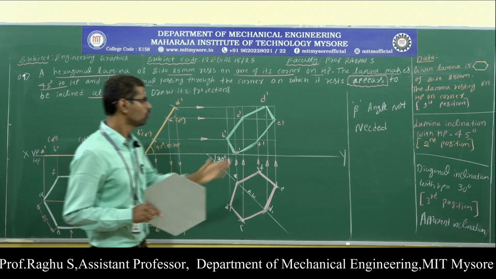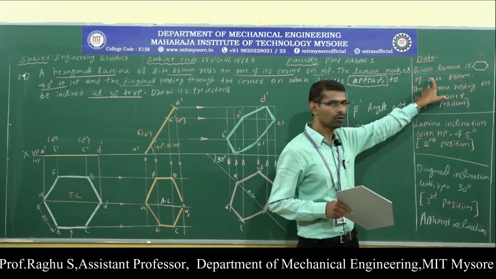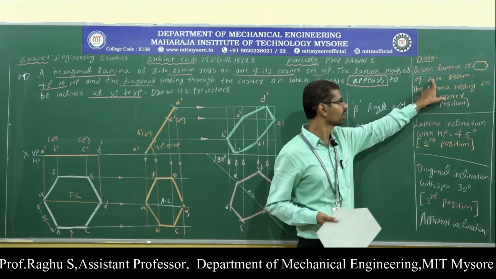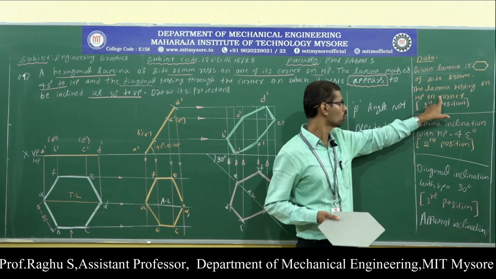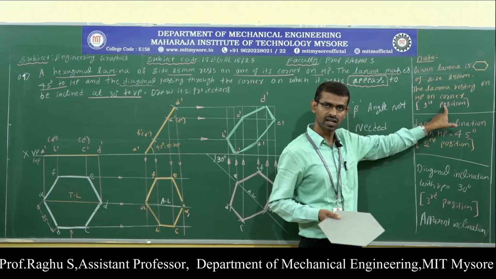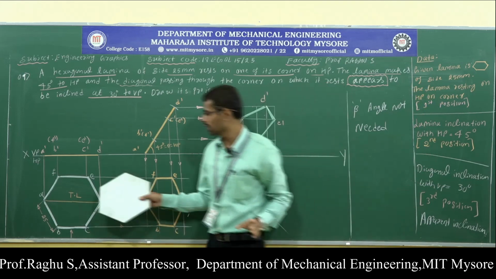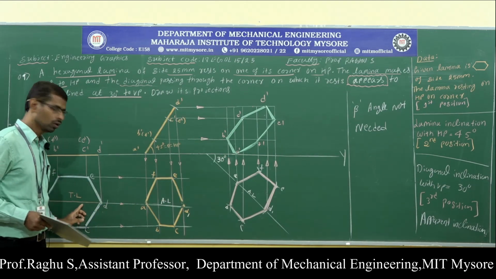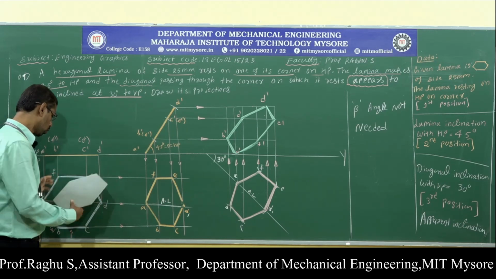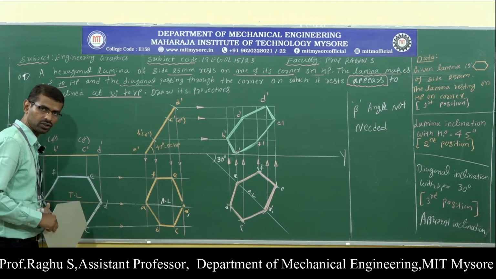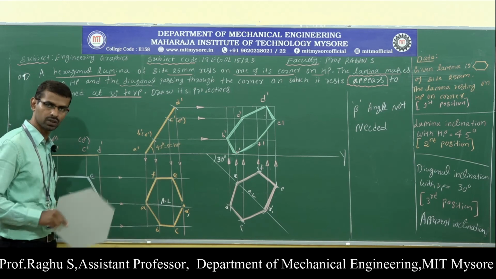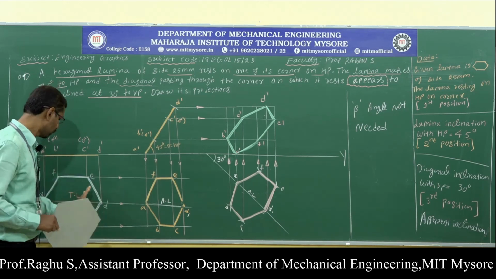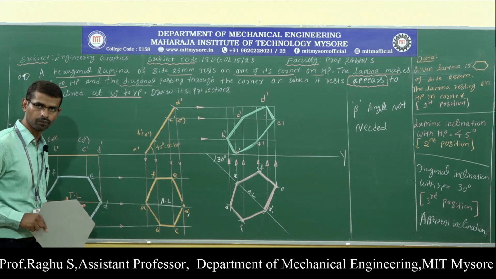Now, as usual, first note down the type of the lamina. The type of the lamina is a hexagon of side 25 mm. The lamina rests on HP on one of its corners. So this data is enough to draw the first position. Here I have already drawn the first position, so draw the hexagonal lamina by taking the corner condition. We have already discussed this in the previous problem. Now draw the first position, top view and front view.